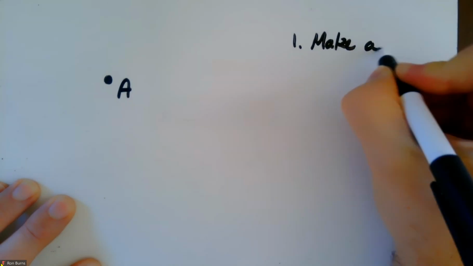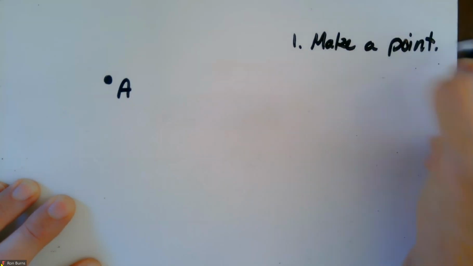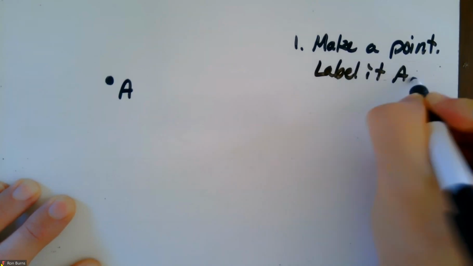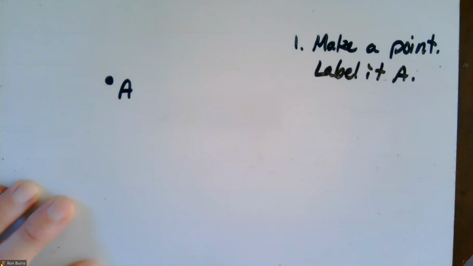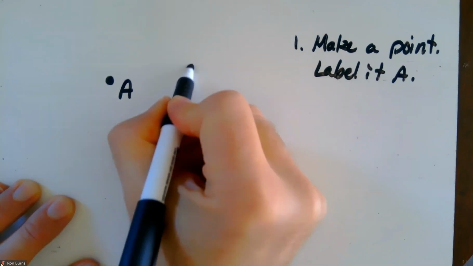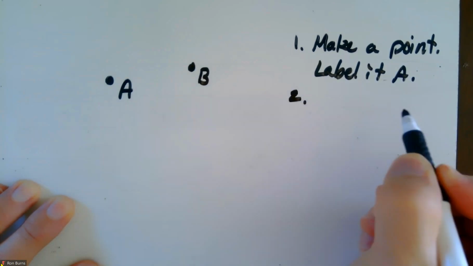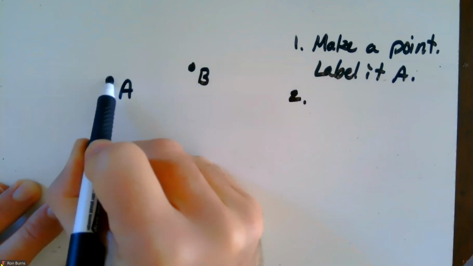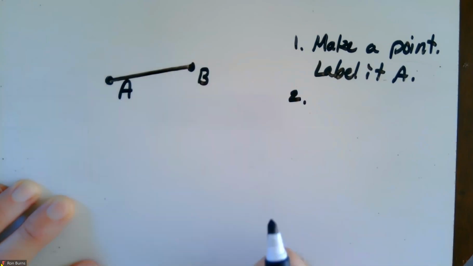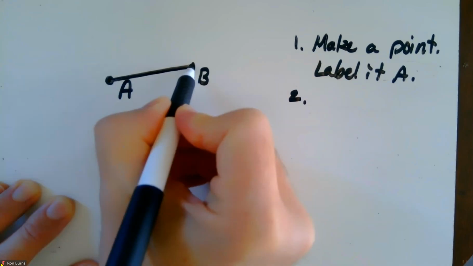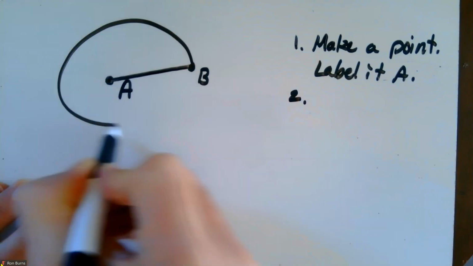Make a point. Label it A. Those are precise directions with a label. Then you can say make point B. And again, you list out the directions. Then you can say connect A and B, or make segment AB. Then you can say draw a circle with the center of A and a radius of AB.